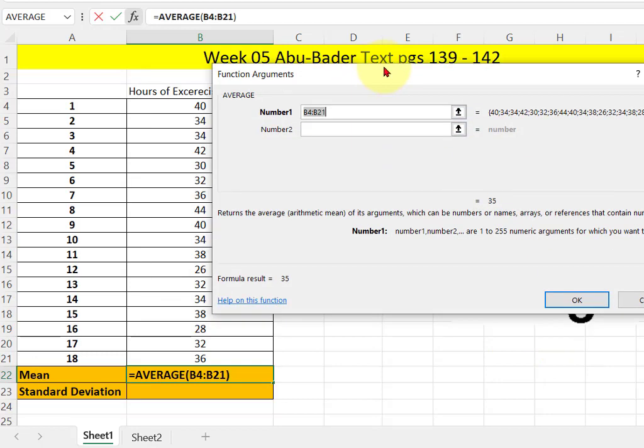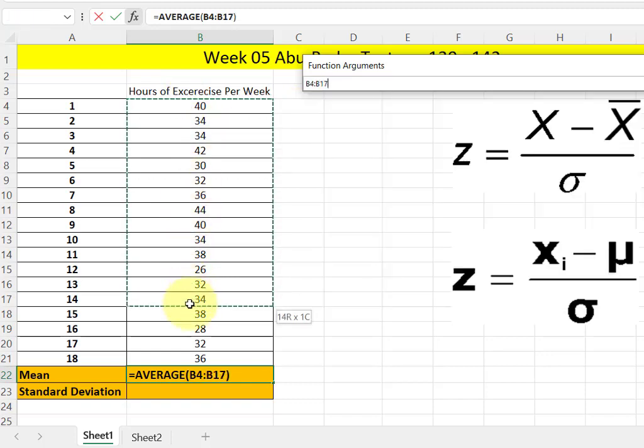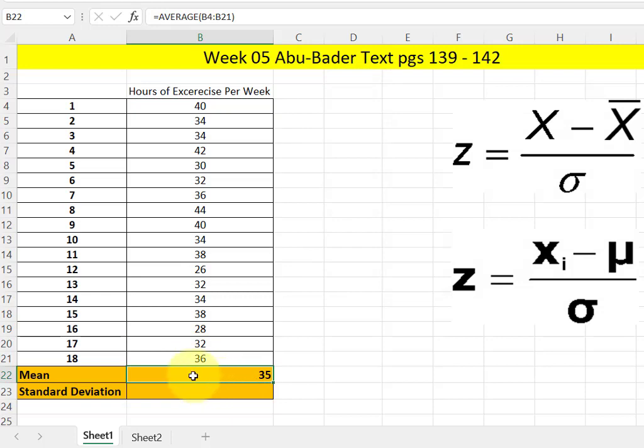And it asks you, what do you want the average of? And then you highlight the numbers. I never trust these for some reason. I just highlight them. Boom. And what do you know? I got the same number. Okay, so the mean is 35.